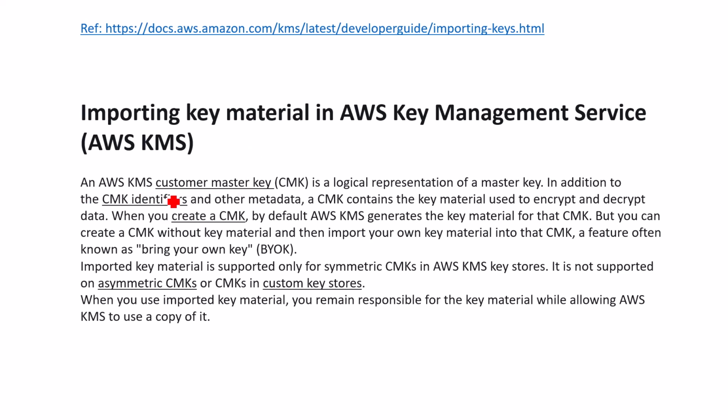An AWS KMS customer master key is a logical representation of the master key. In addition to the CMK identifier and other metadata, the CMK contains the key material used to encrypt and decrypt data. When you create a CMK, by default AWS KMS generates the key material for that CMK, but you can create a CMK without key material and then import your own key material into the CMK. This is the main feature of AWS, where you can create and also import keys, and it is called bring your own keys.